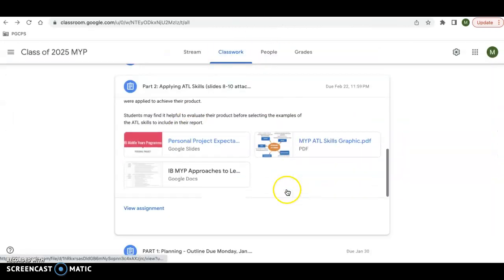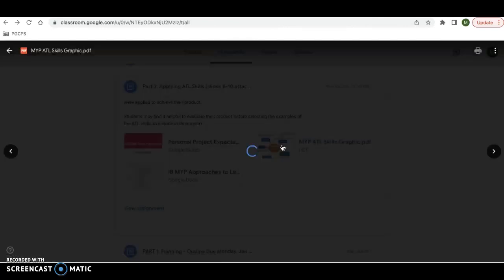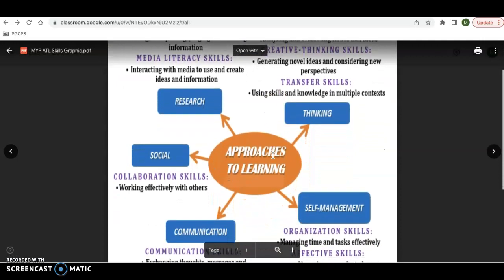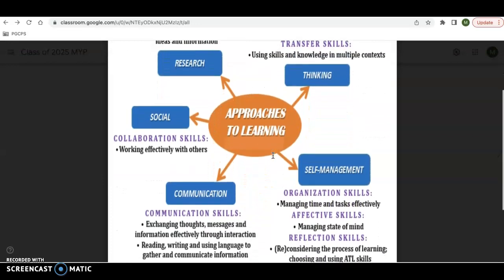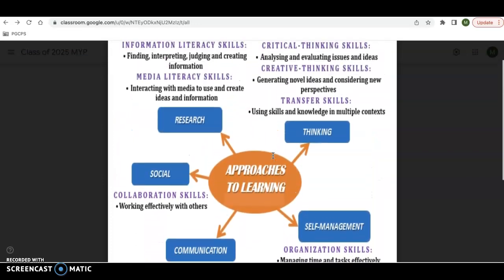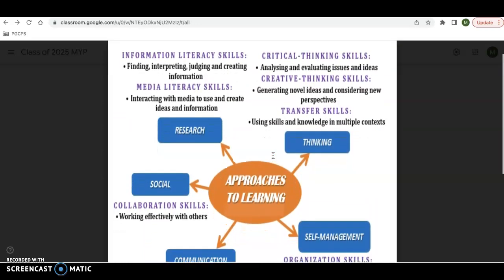So look, let me go to this. Miss Thompson shared this graphic that was really helpful. And this graphic just shows us that all ATL skills fall under 5 basic categories, okay? Self-management, communication, social, research, and thinking. And then under each category, you have the purple, that's all of the different ATL skills.